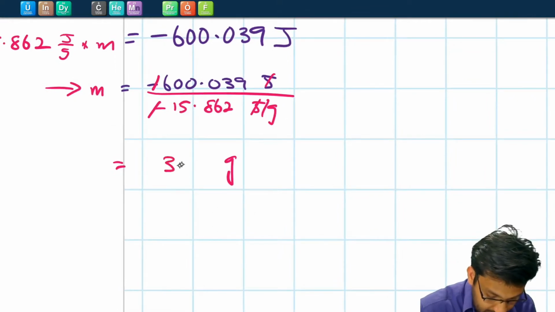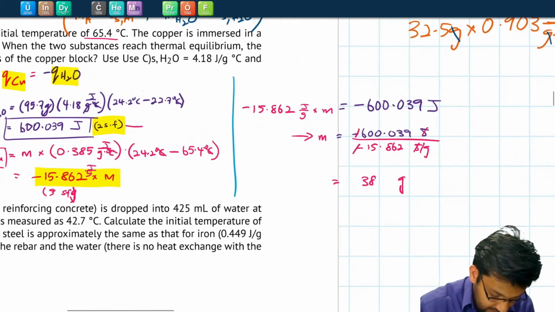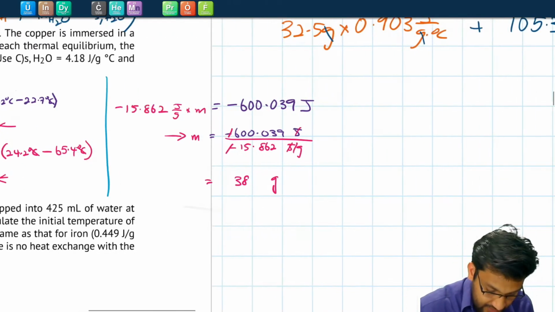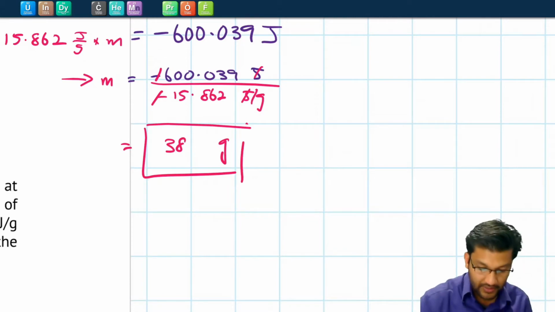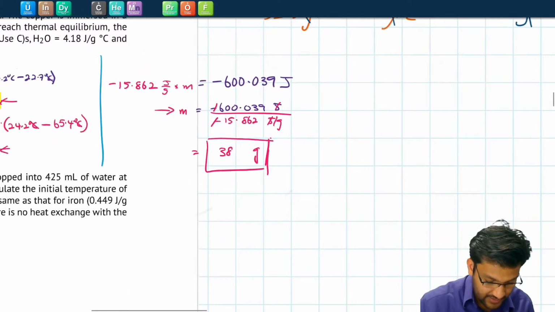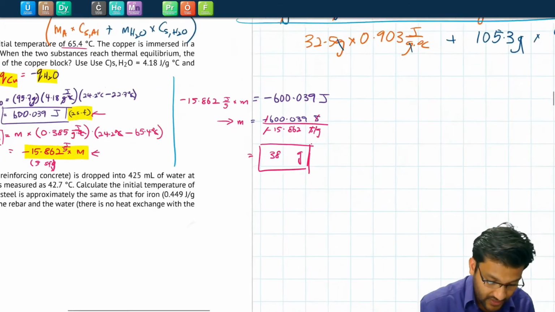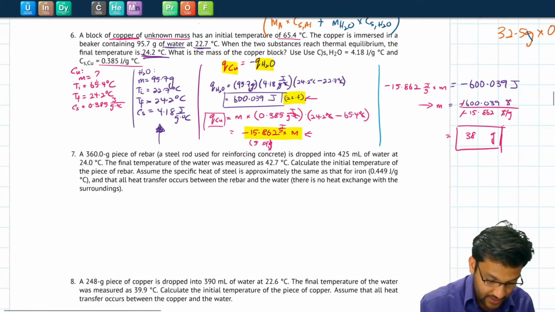get 38 grams. Remember, this 600 is the 2 sig figs and the minus 15 is the 3 sig figs. We're dividing, so we keep the 2 sig figs. So we only round here in the end when we're looking for our answer. And our answer to number 6 is 38 grams. So the mass of copper in this example was 38 grams.